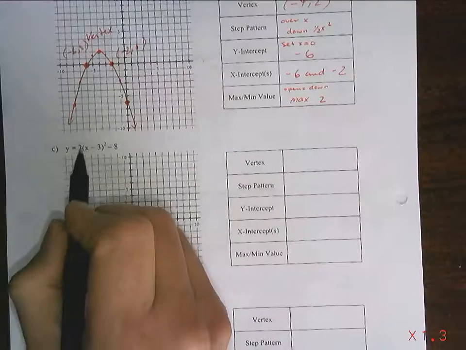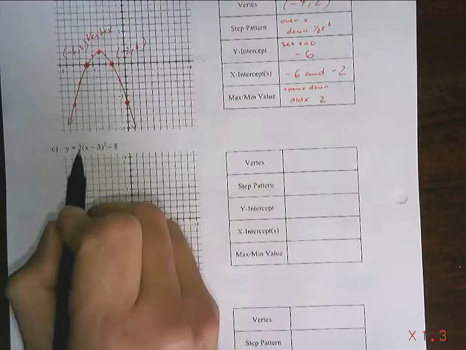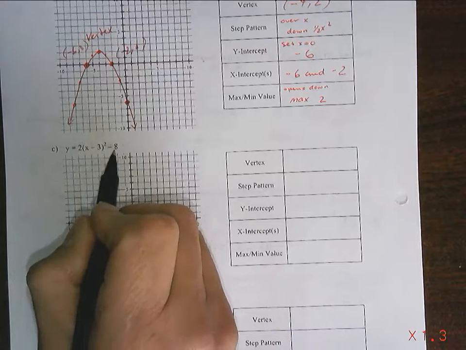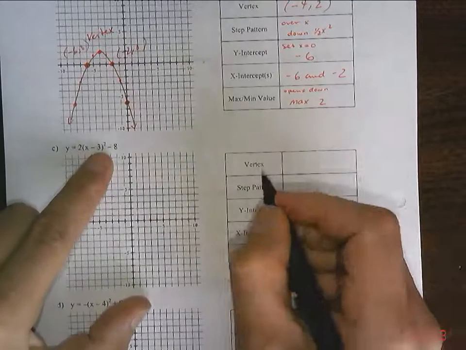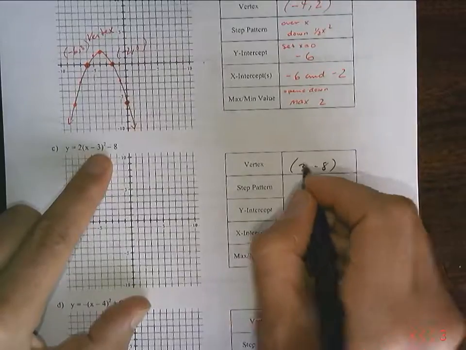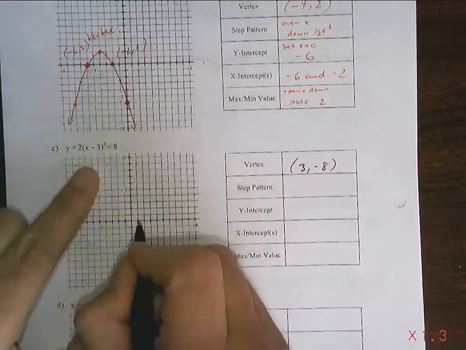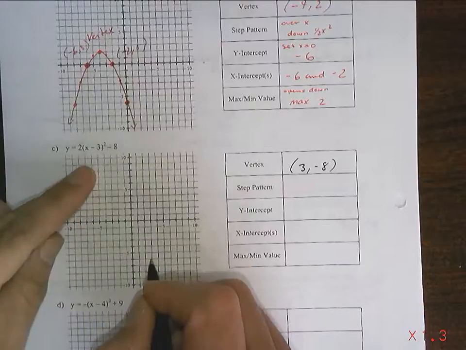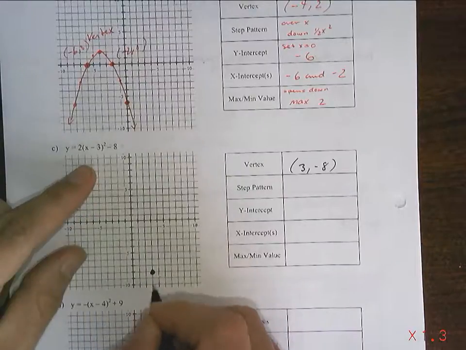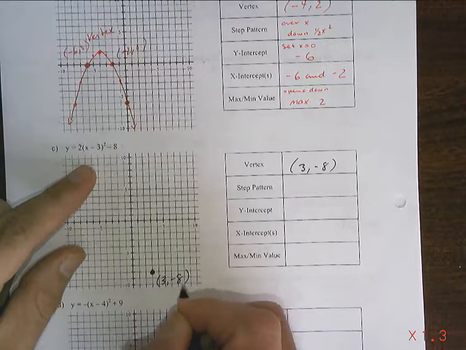We have a vertical stretch, we have a shift to the right 3, and a shift down 8. That's going to change my vertex. 3, negative 8. Positive 3 because it's movement to the right. Down 1, 2, 3, 4, 5, 6, 7, 8. That's my vertex, 3, negative 8.